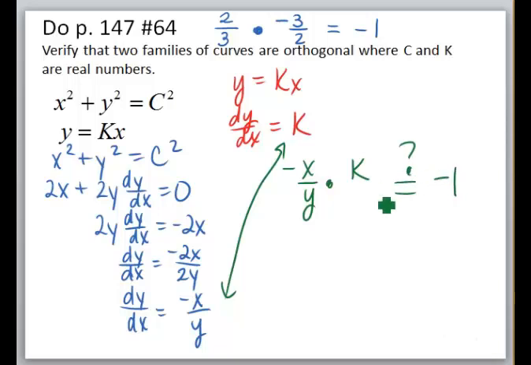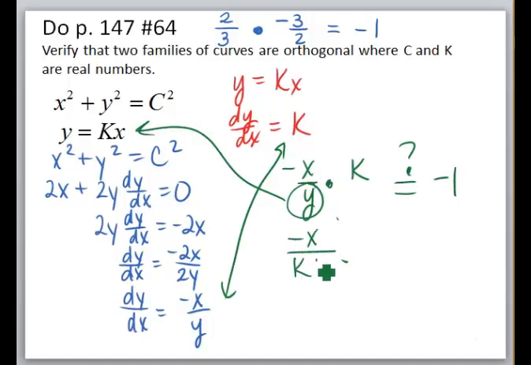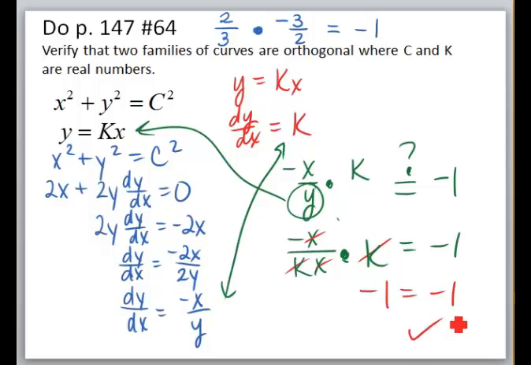But if I look a little bit further, I'm going to be able to replace this y. This y can be replaced with a kx. So I'm going to have negative x over kx times k equals -1. What did that now allow me to do? Well, it allows me to cross-reduce my k's. It also allows me to reduce my x's. So I do get that -1 equals -1. So I have verified that these are orthogonal.